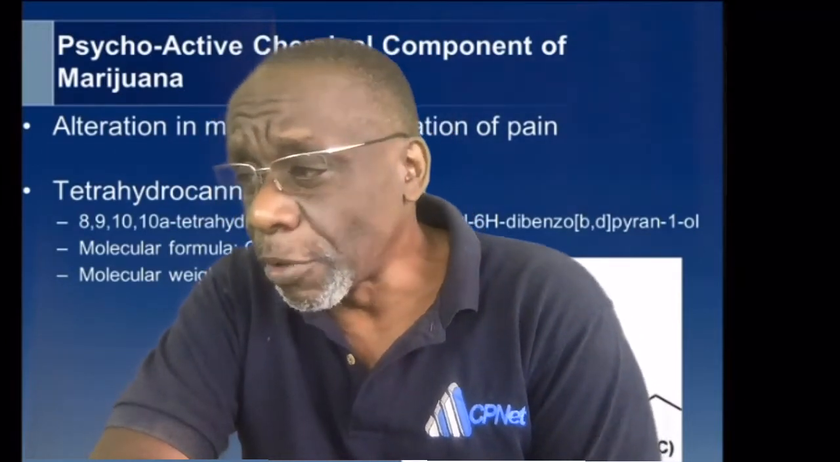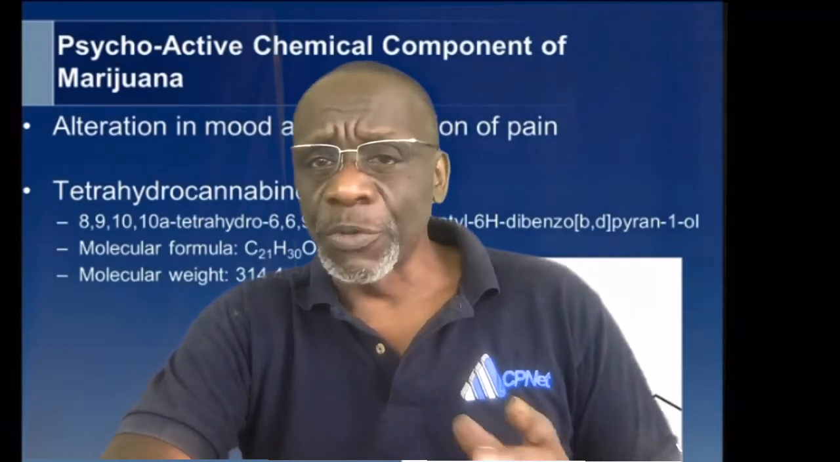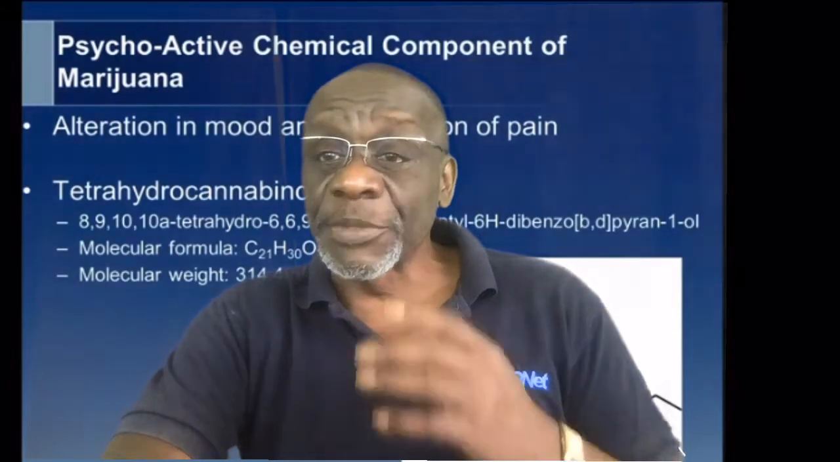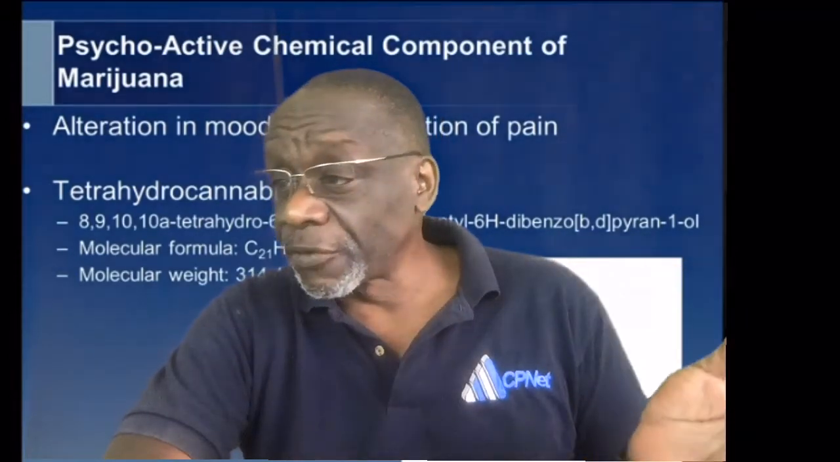So, what are the psychoactive chemical components of marijuana? We know that marijuana alters mood and attenuates pain. It is unique in that tetrahydrocannabinol is fat soluble. So, what does this mean? When it is consumed, it is absorbed into the fatty tissue of the body, for example, the epidermal, vital organs, the central nervous system.